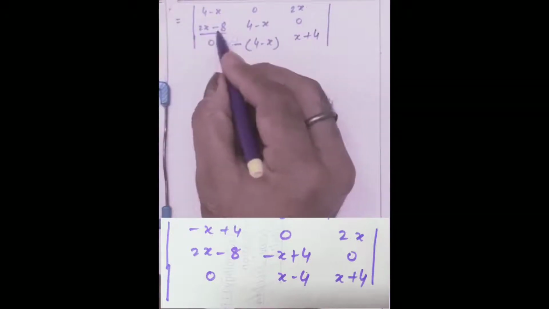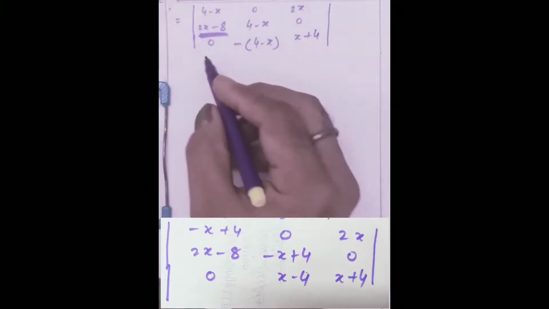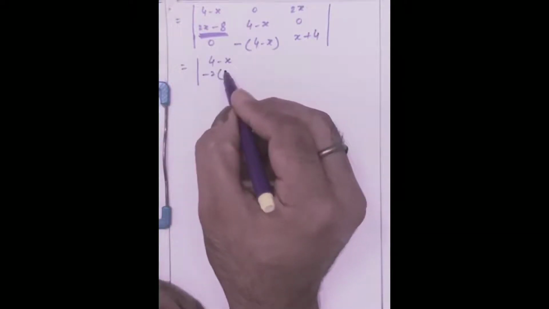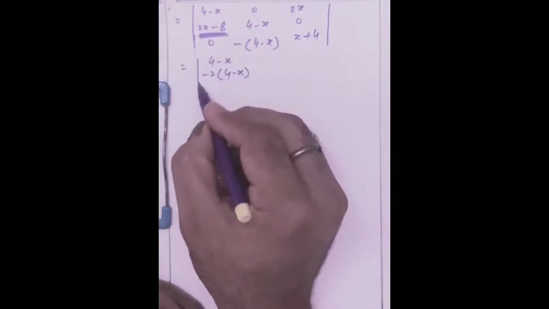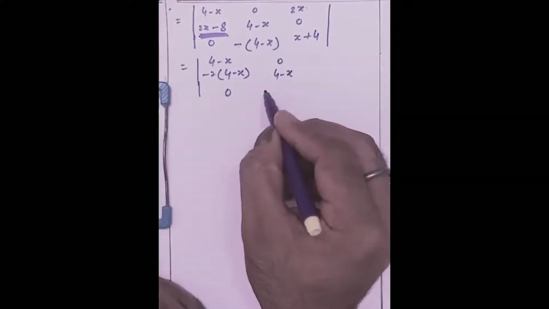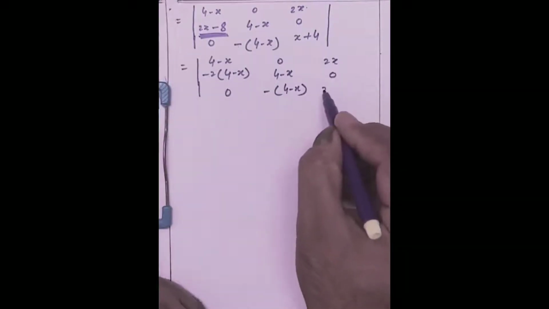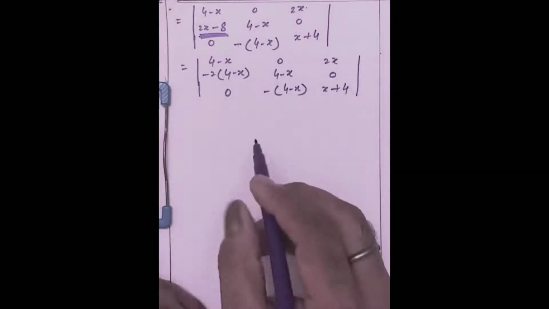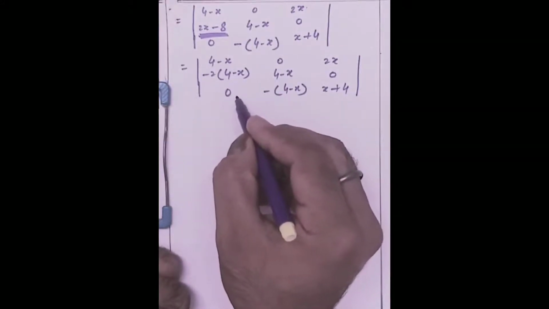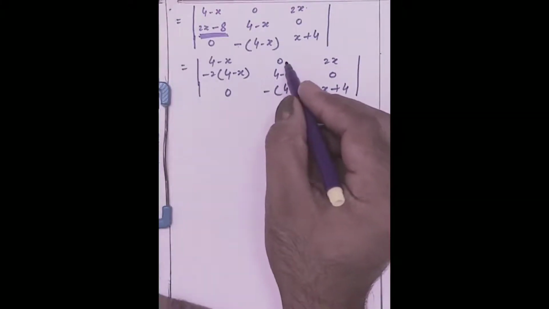Look here, this also can be adjusted. If we take minus 2 outside, this will also become 4 minus x. So 4 minus x, minus 2 outside, 4 minus x inside, and then here we have 0. Upside is 0, 4 minus x, and minus times 4 minus x, and the last one is 2x, 0, x plus 4. Now 4 minus x into 4 minus x can be written here, 4 minus x and 4 minus x.